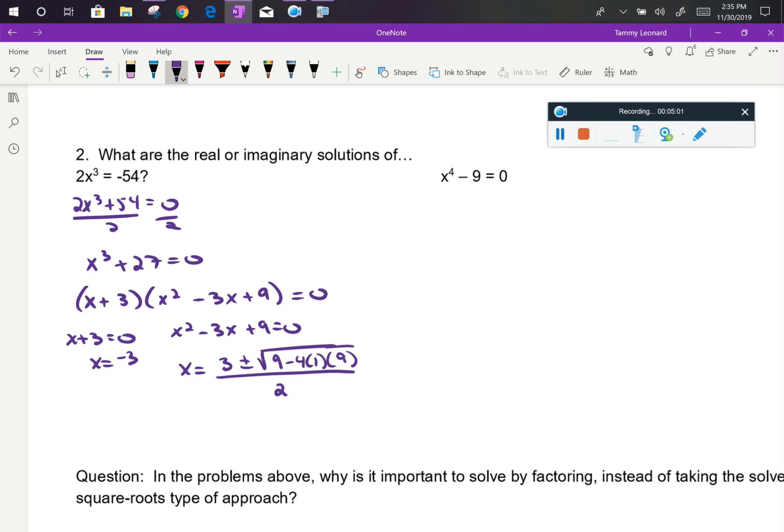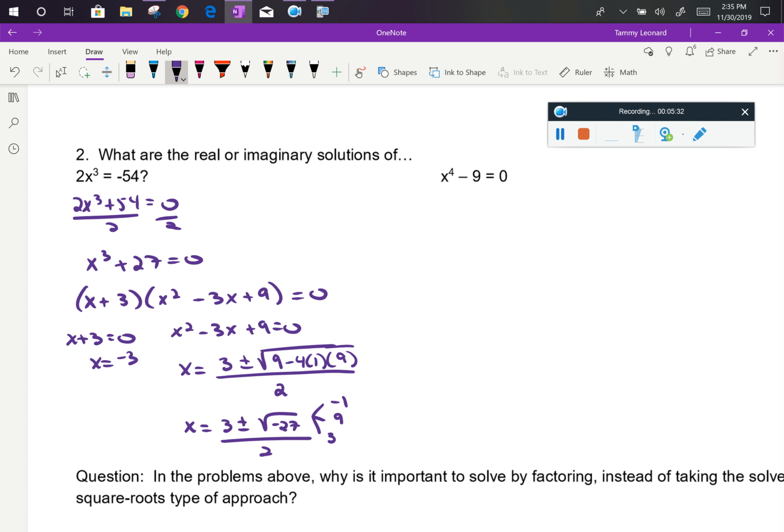So let's simplify into the radical. 4 times 9 is 36, and 9 minus 36 is negative 27. So this is x equals 3 plus or minus the square root of negative 27 all over 2. Taking a look at that, we realize that negative 27 is really 3 parts. Negative 1, which is going to give us an imaginary part of our answer. 9, which is the perfect square that goes into 27. And 3, which is going to stay locked under the radical.